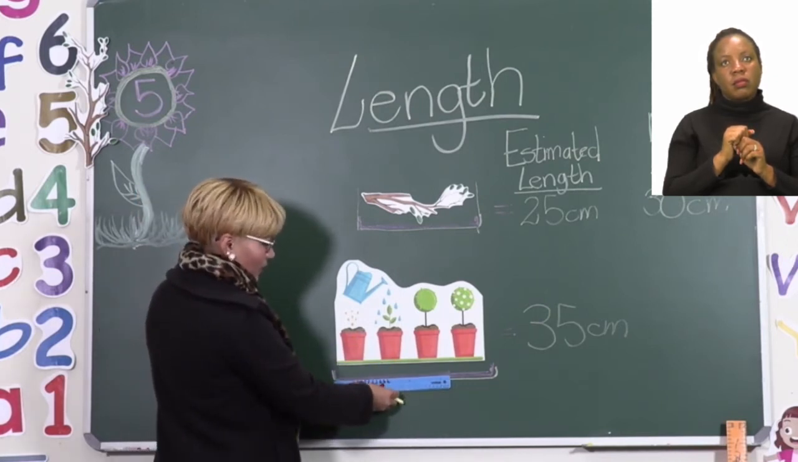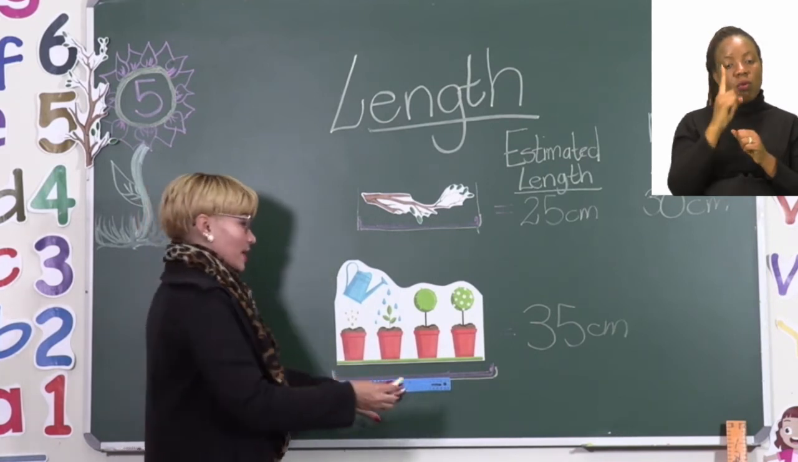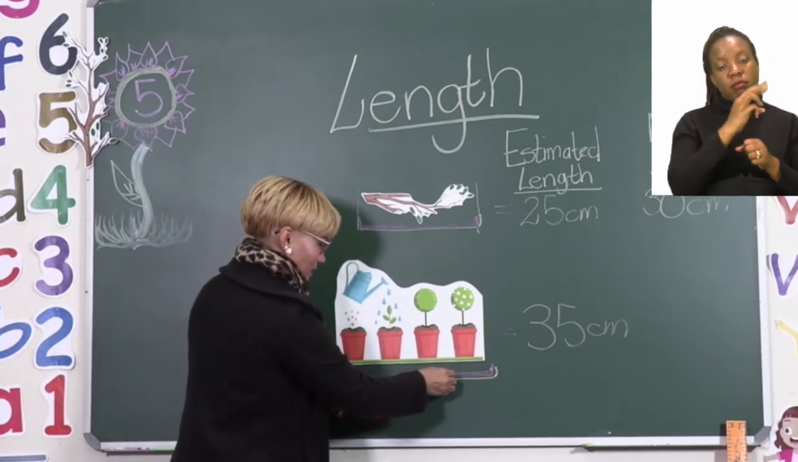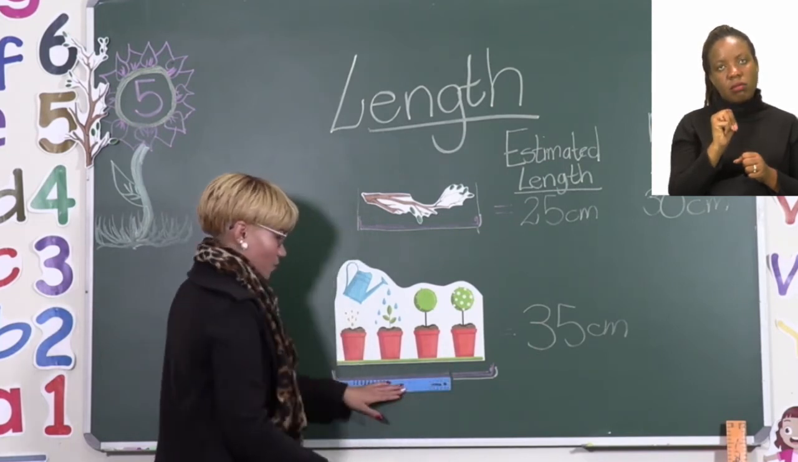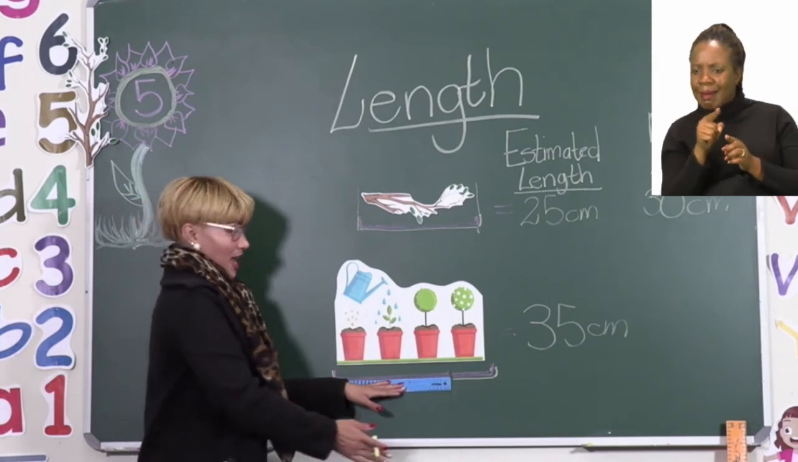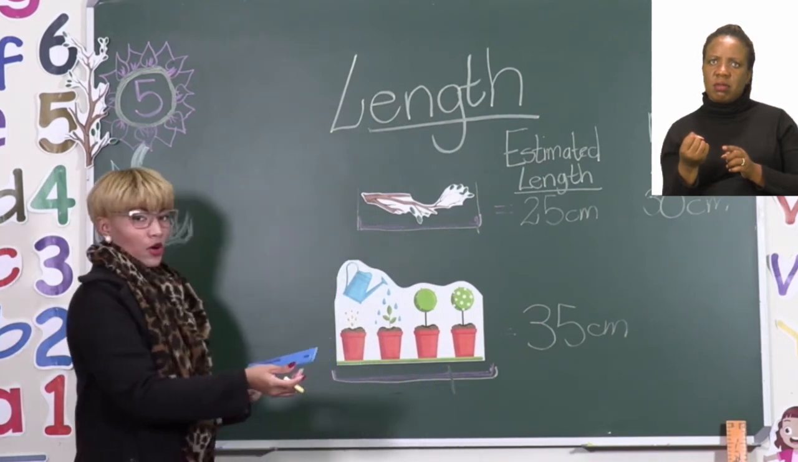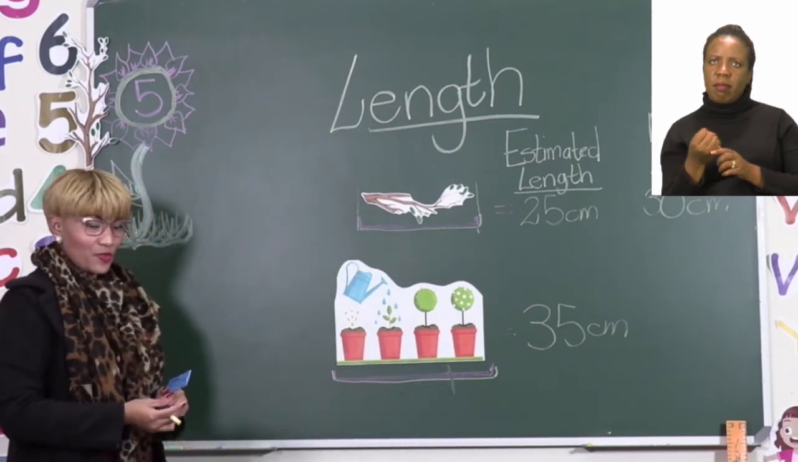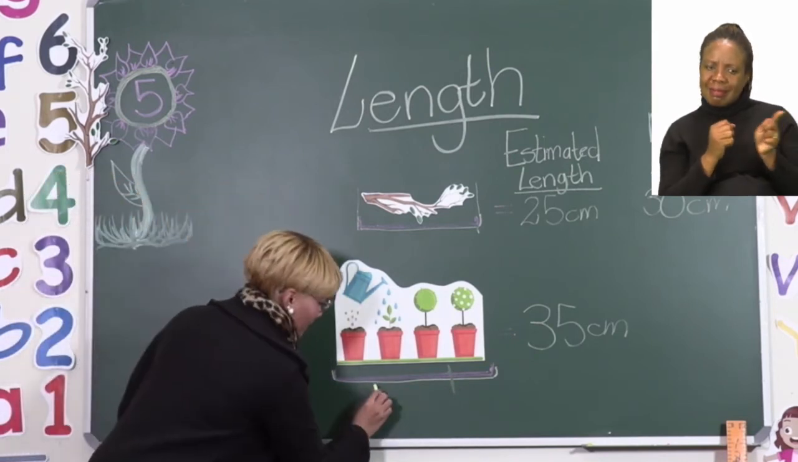So I put my ruler down. Remember what we said earlier, that your ruler is 30 centimeters. So my 30 centimeters stops over here. But am I done? No, I'm not. I still have a little bit of space left of the line that I have to measure. So now I have 30 centimeters over here.